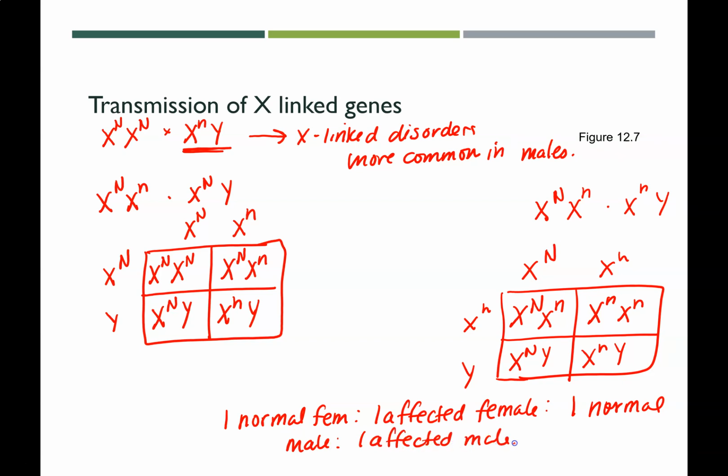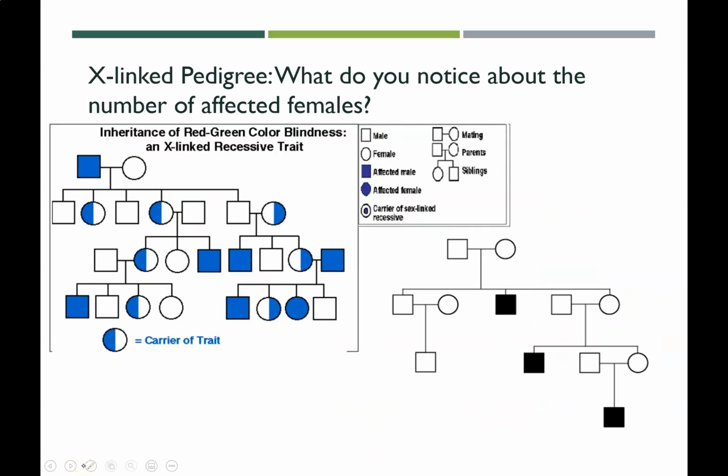Now don't forget about those genotype ratios. I am not writing them out to save time, but don't forget that I might ask you for those genotype ratios. All right, so let's look at an X-linked pedigree. Remember I said we were going to come back to one. I put that one here on the right.